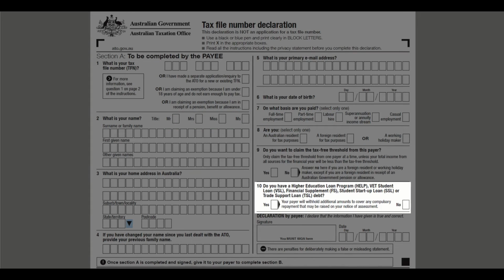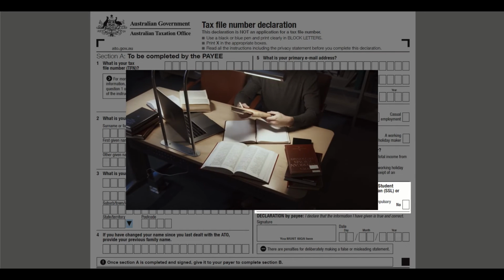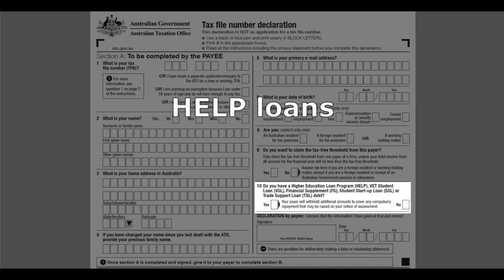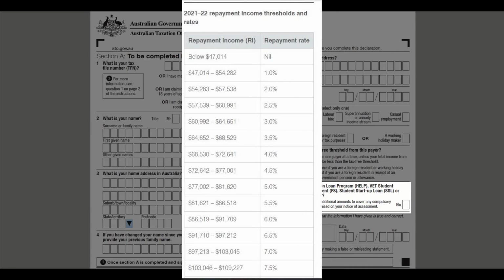Question 10 relates to the employees who have entered into a government scheme to receive a subsidised loan or loans from the Australian government to pay for their higher education like university and the HELP scheme. If you have one of these types of debts, then you're required to say yes. If you answer yes and you reach a specified salary or wage set by law, your employer will automatically start to withhold more tax from your pay until you pay your debt off.